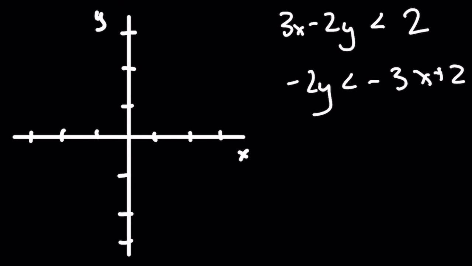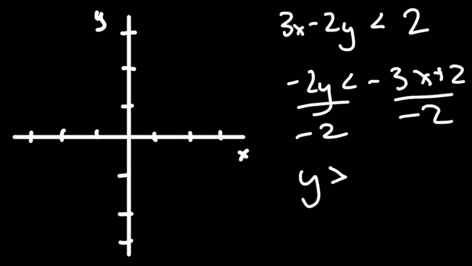Now we divide each side by negative 2. And remember, if you divide or multiply by a negative, when you have a less than or equal to, or less than or greater than sign involved, you have to flip the sign. So we get y is greater than 3 over 2x minus 1.